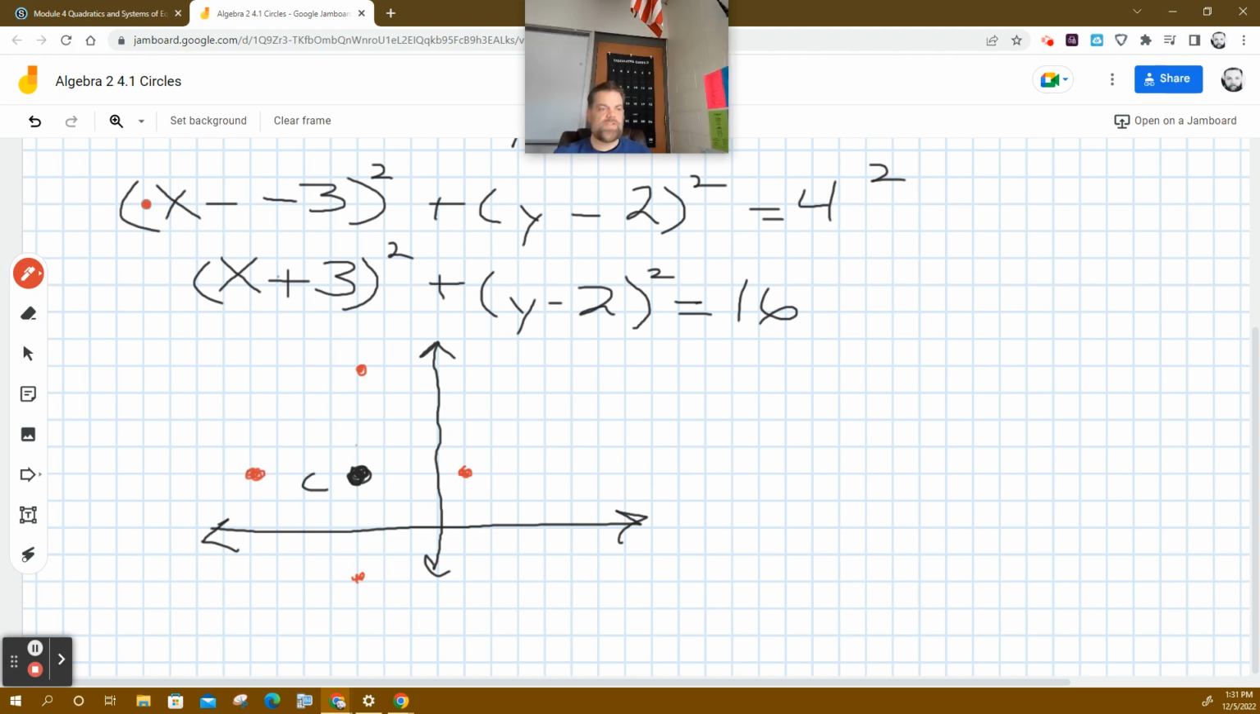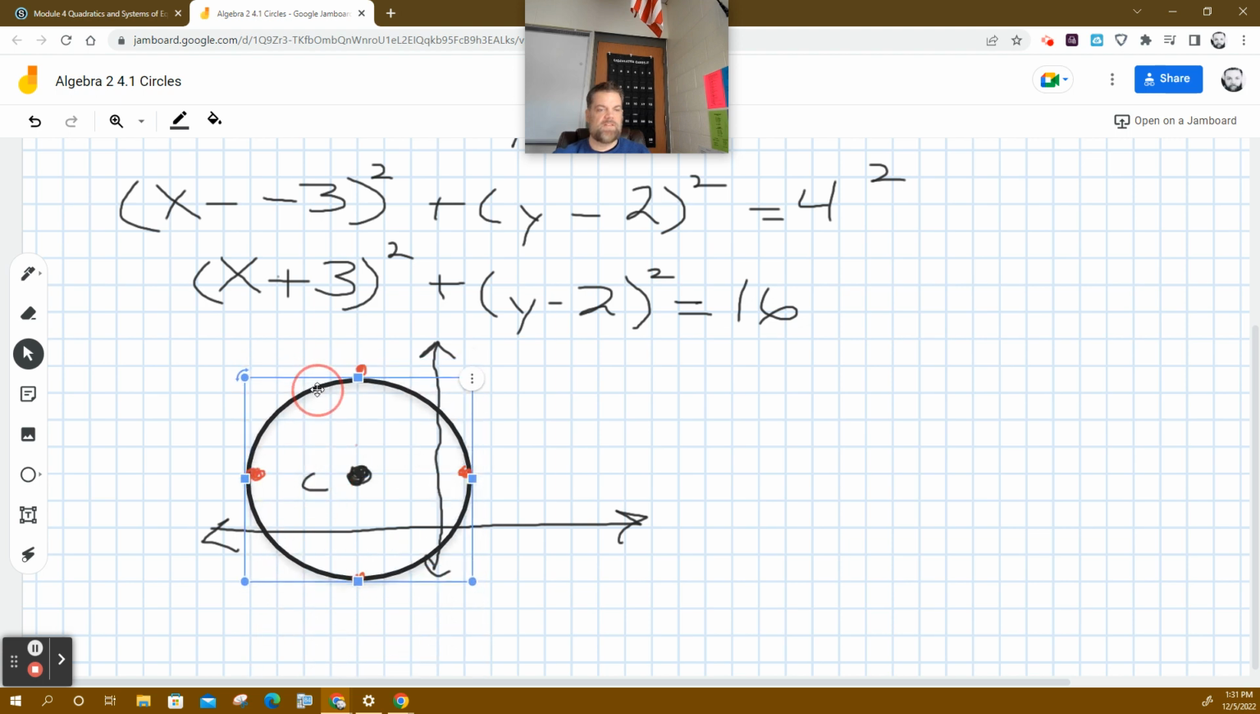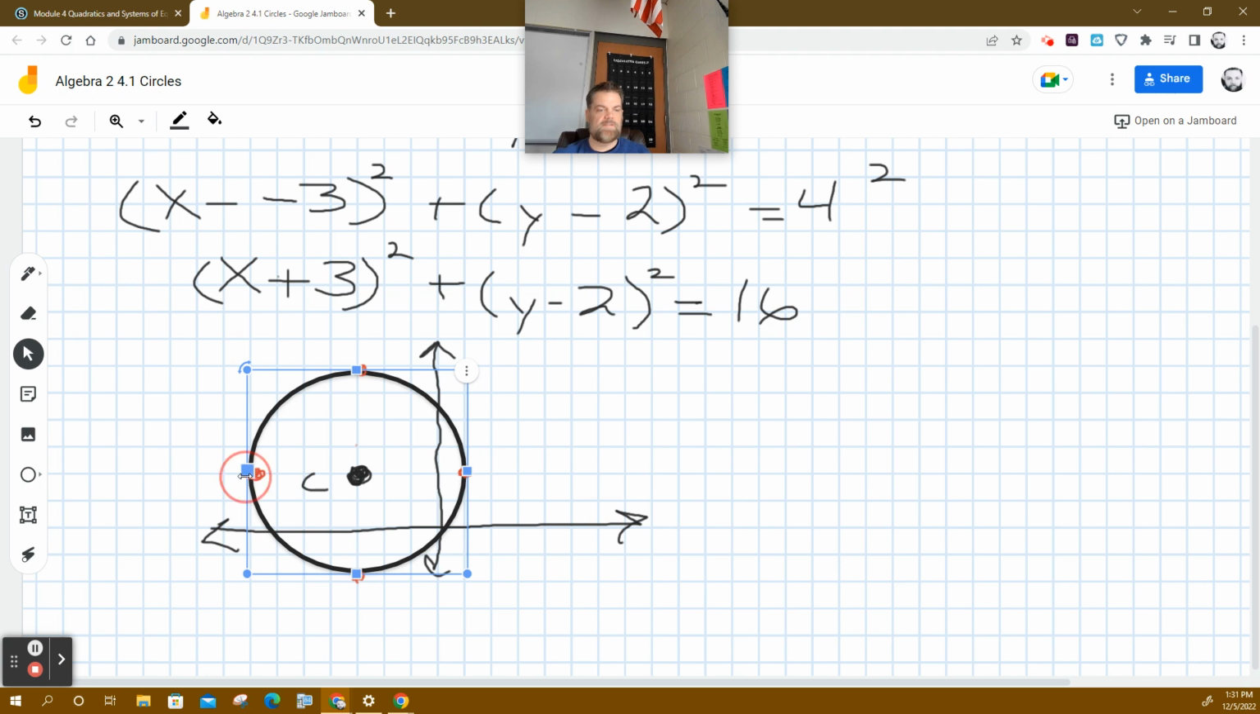Now you could count those points, or you can sketch them. So I'm going to go like this. I'm going to cheat a little bit. Like a glove. Look at that. Perfect circle. And then you can count. What point is this? It's not a square, it's a circle.